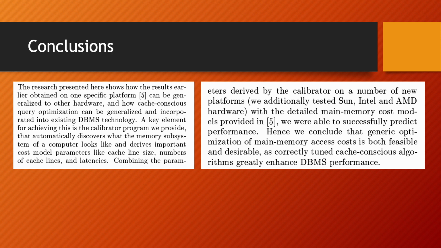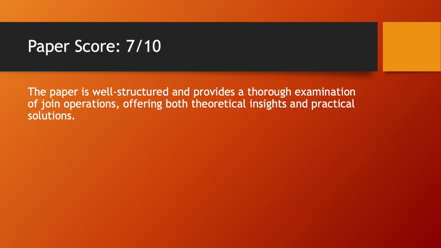Combining the parameters derived from the calibrator on a number of new platforms, they additionally tested it on Sun, Intel, and AMD hardware with detailed main memory cost models provided in section 5. They were able to successfully predict performance. Hence, they conclude that generic optimization of main memory access cost is both feasible and desirable, as correctly tuned cache-conscious algorithms greatly enhance DBMS performance.